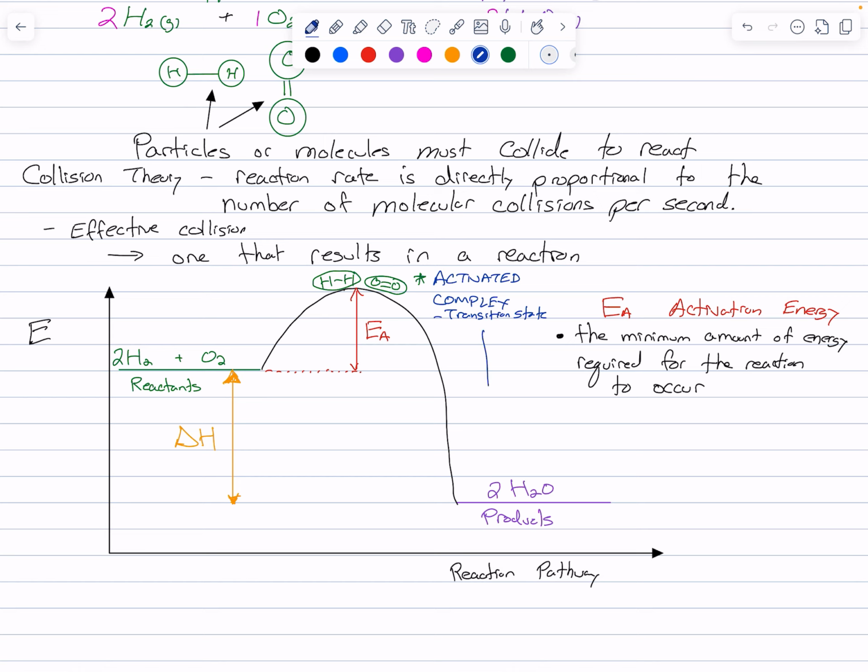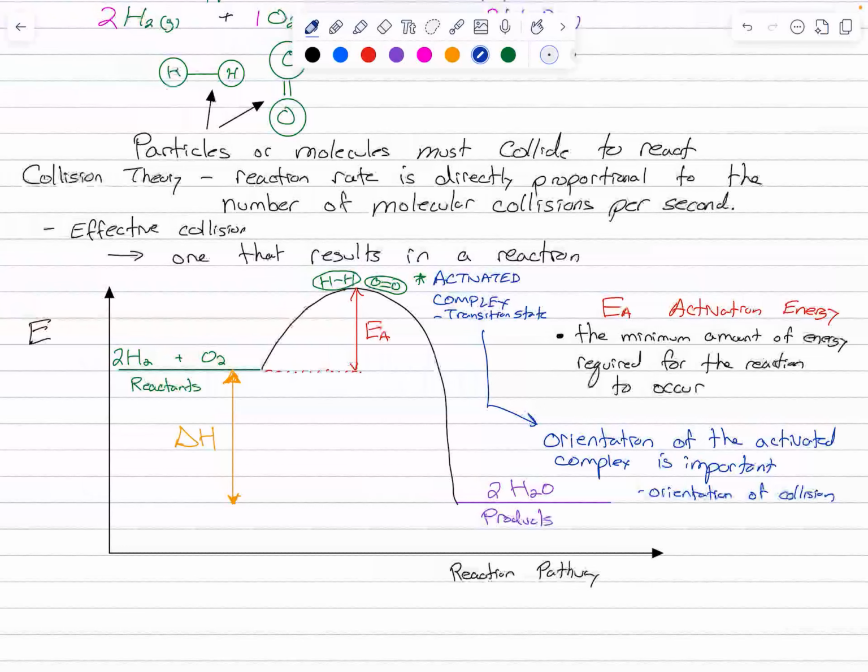Now, with this, the orientation of the activated complex is important, which is the orientation of the collision. So that's kind of important. Now, in hydrogen and oxygen, it's not important at all.